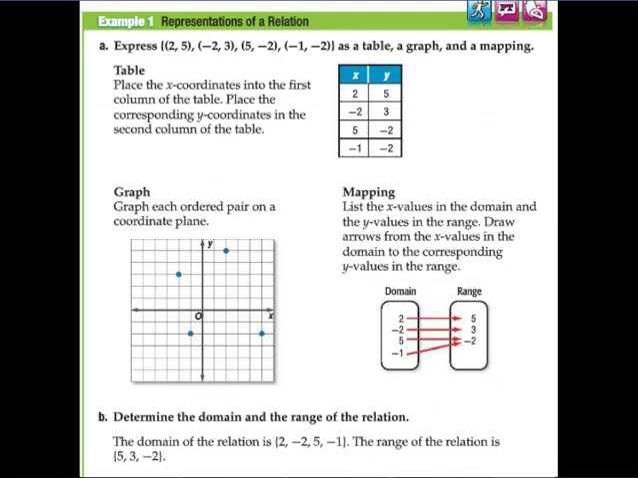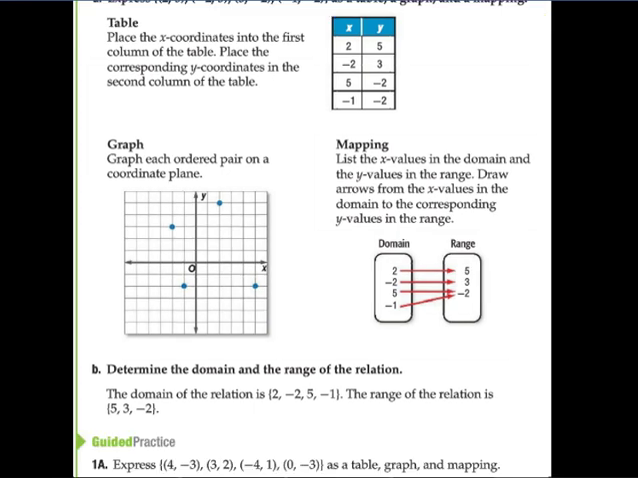So there's different ways to represent a relation. We have a table, a graph, and then a mapping. Pretty simple stuff here as far as expressing. You guys have worked with tables before. You've graphed points before, and then mapping, that's the one new one. And then determine the domain and range of the relation. Well, the domain is listed out like this.